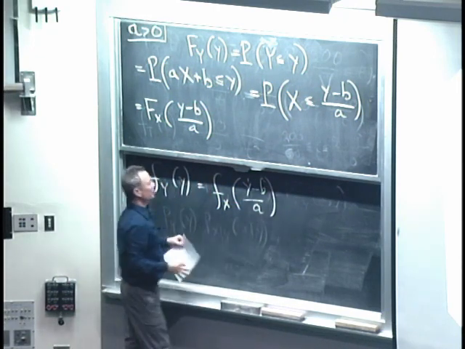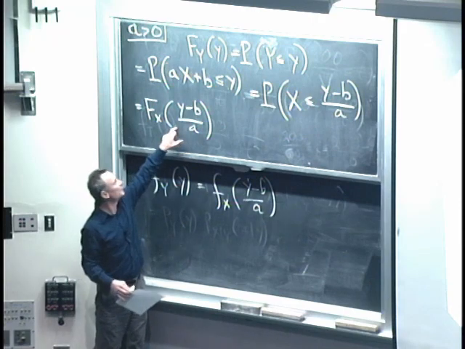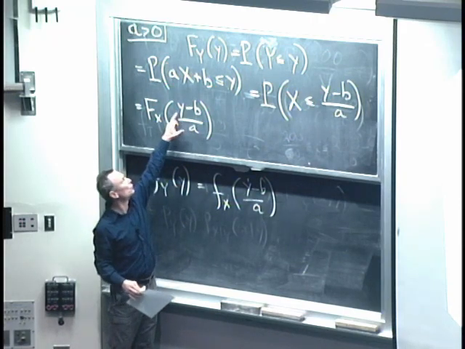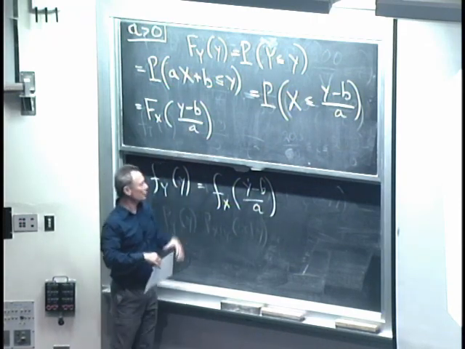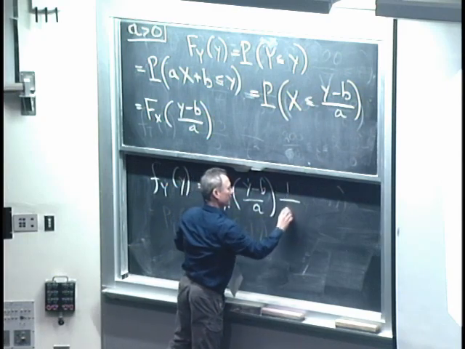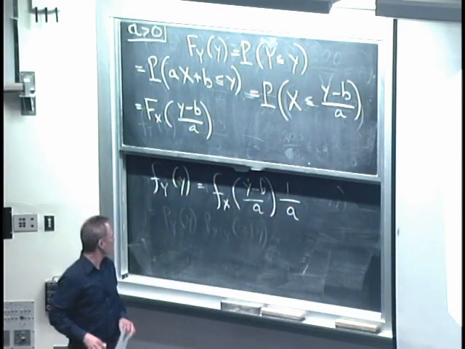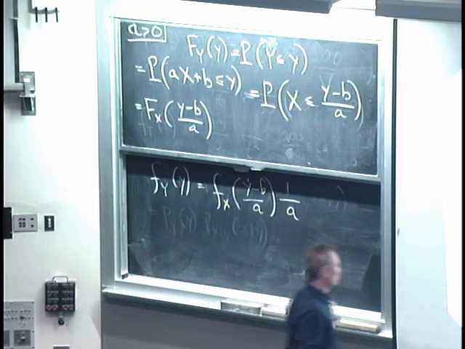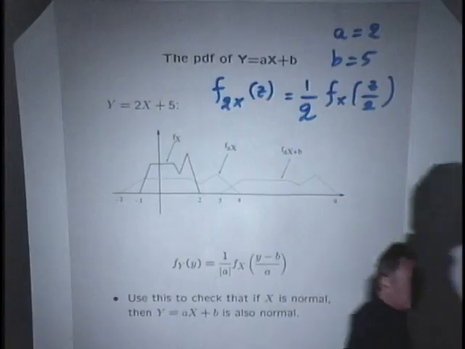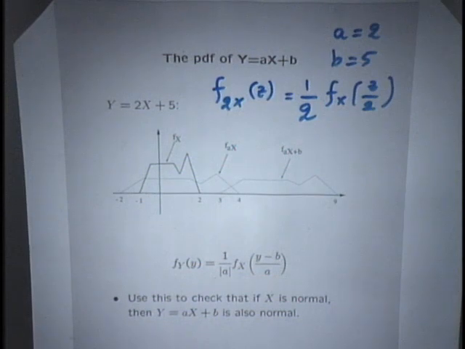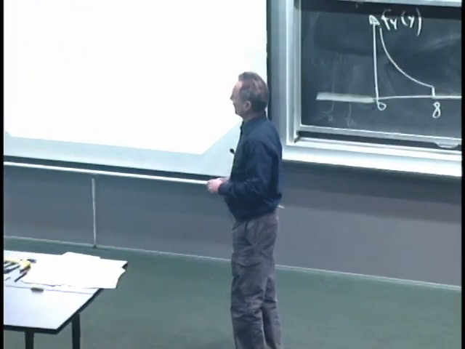And then the chain rule tells us that we need to take the derivative of this with respect to y, and the derivative of this with respect to y is 1 over a. And this gives us the formula, which is consistent with what I had written down here, for the case where a is a positive number. All right, what if a was a negative number? Could this formula be true?